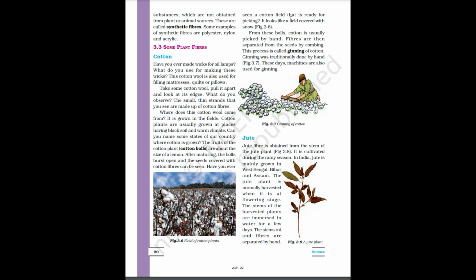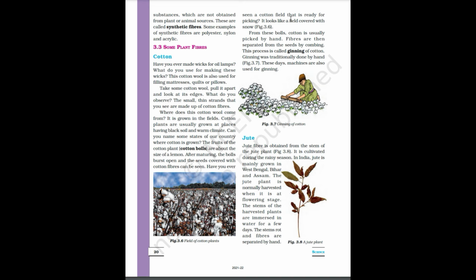Ginning was traditionally done by hand. These days, machines are also used for ginning. Many people have built several machines that automatically use a comb-like structure, and the old process that was done by hand is now done by machine, which is much faster and also very efficient. We don't need many people to pick a field which is 1,000 square meters.